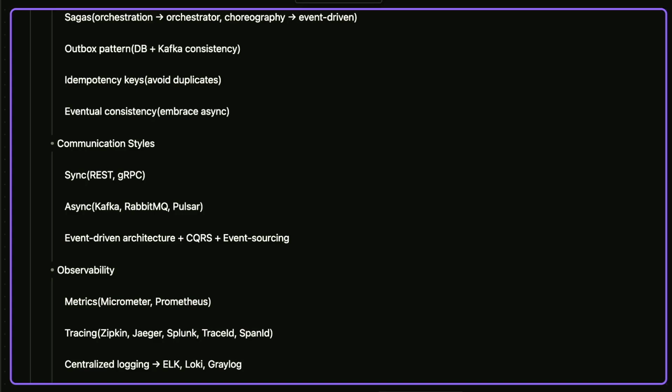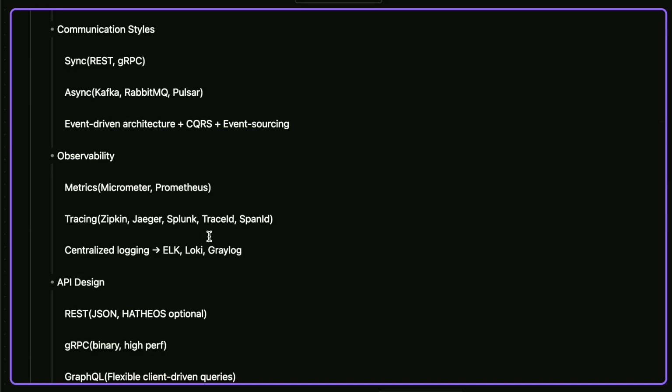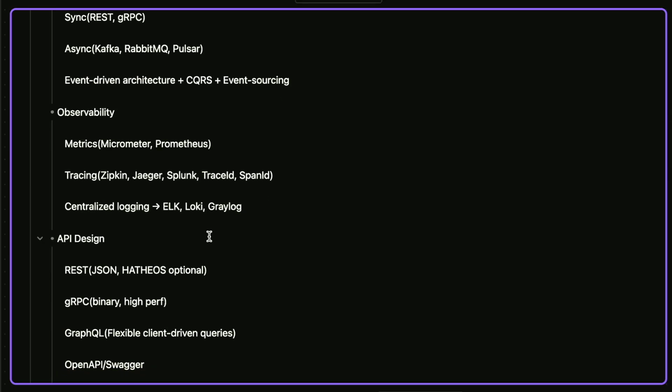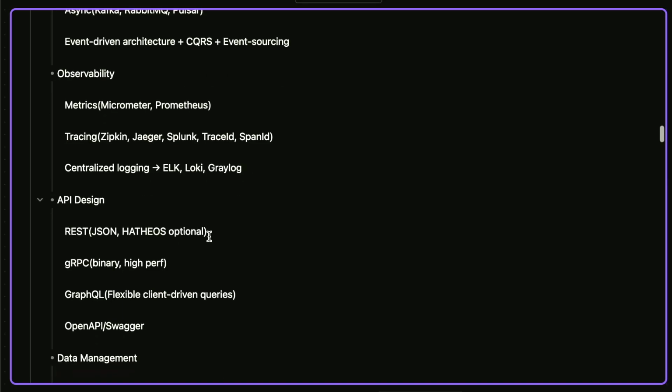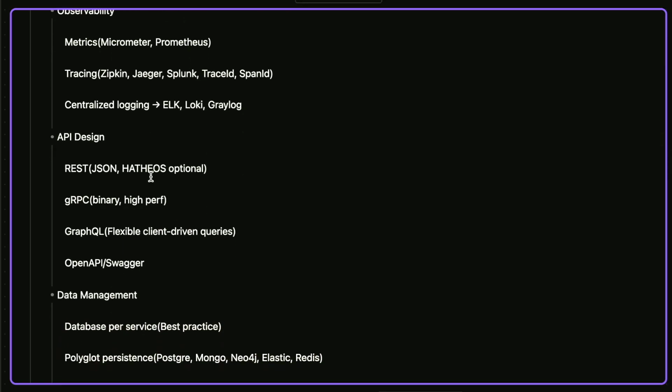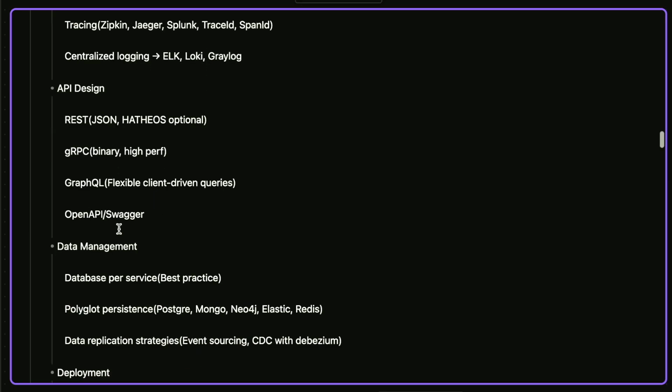Then we have observability, where questions like metrics, tracing and what is centralized logging might come. Then we have observability tools, Micrometer, Prometheus, and how to implement centralized logging. Then we have API design, REST, JSON or HATEOAS. Then we have gRPC, binary or HTTP/2, and GraphQL, how to implement GraphQL with flexible client-driven queries, and how to implement OpenAPI or Swagger documentation with APIs.